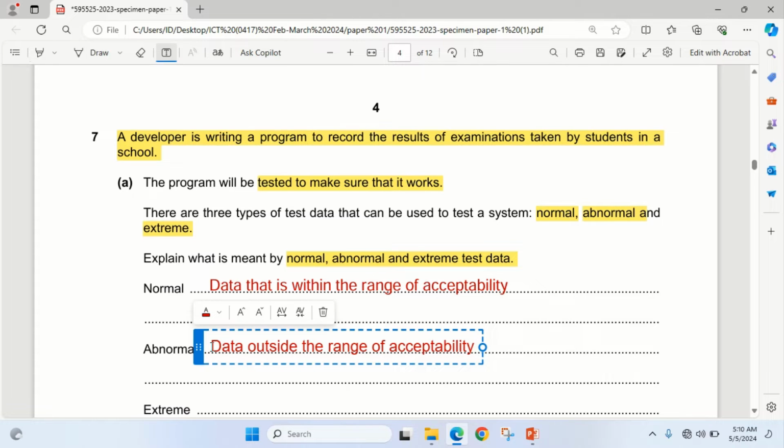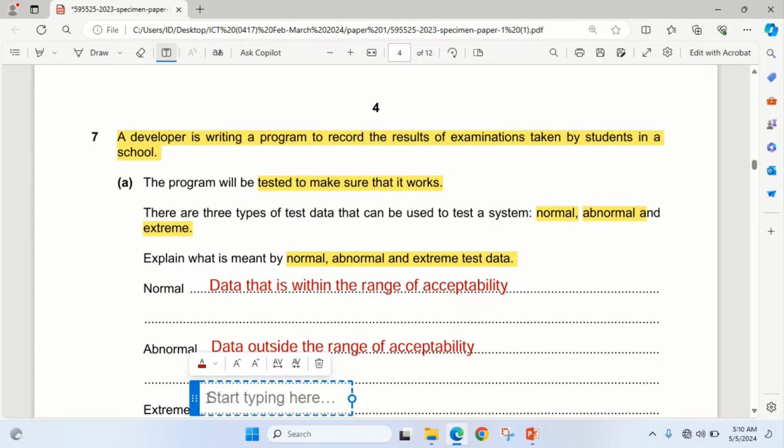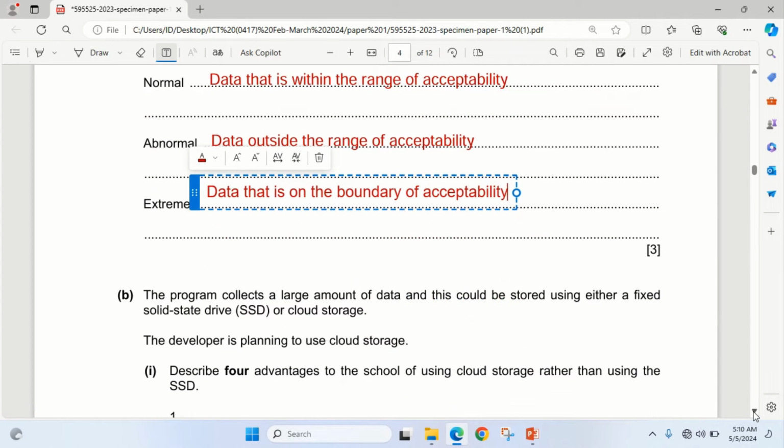Then for the extreme, you see data that is on the boundary or limit of acceptability. Data that is on the boundary of acceptability. That's what we call extreme data. So that is also simple for 3 marks.